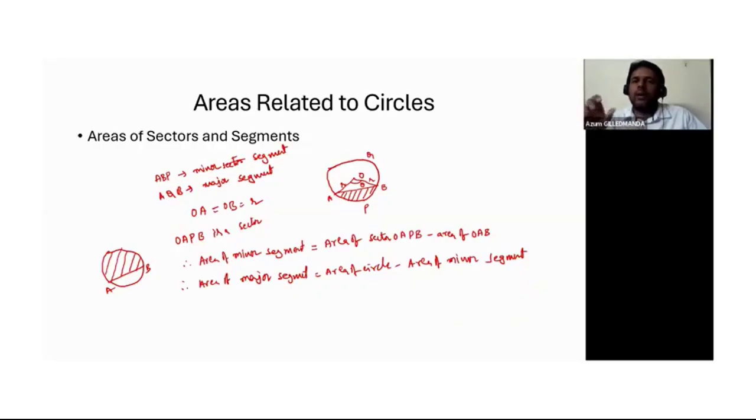So what is the area of that? Area of the sector minus the area of the triangle. That's the minor segment, right? So here, if you see, the minor segment is the area of the sector minus the area of the triangle. Then you will get the minor segment area. How to find the major segment? Total area of the circle, right? This is the major segment. So total area of the circle minus the area of the minor segment.